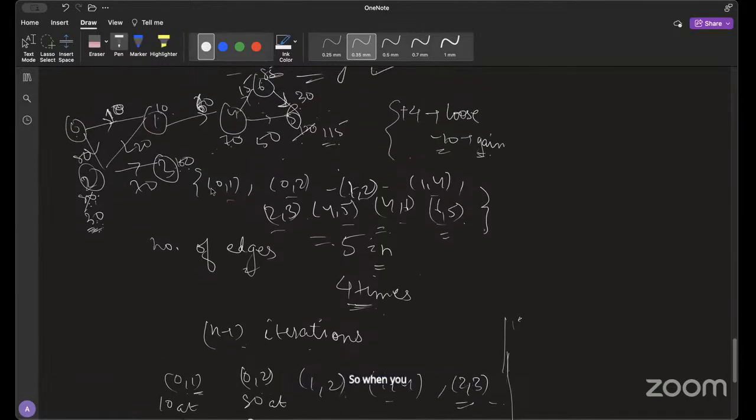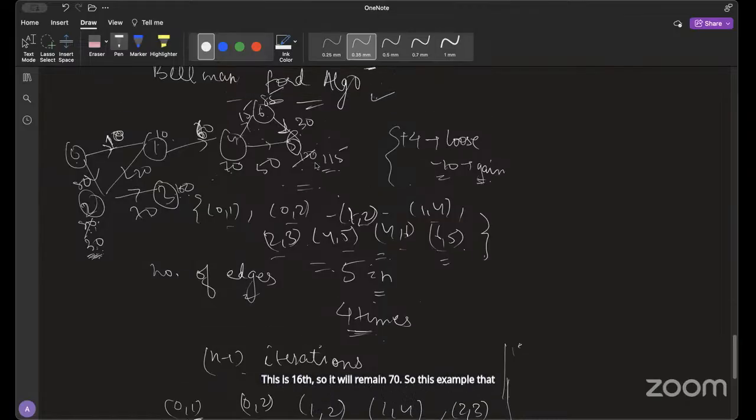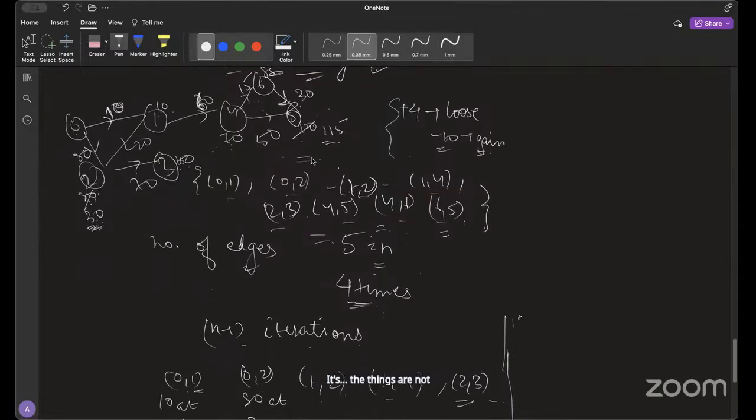So when you start from here, you look at 0, 1 first. So this will be 10 only. Then you look at 0, 2. This will be 80, but there's already a smaller amount here, a smaller time here. So you keep it as 30. Then you look at 1, 2. So this will give you 30, and this is already 30, so don't need to change. Then 1, 4. From 1, 4, you get 10, and this is 60. So it will remain 70.